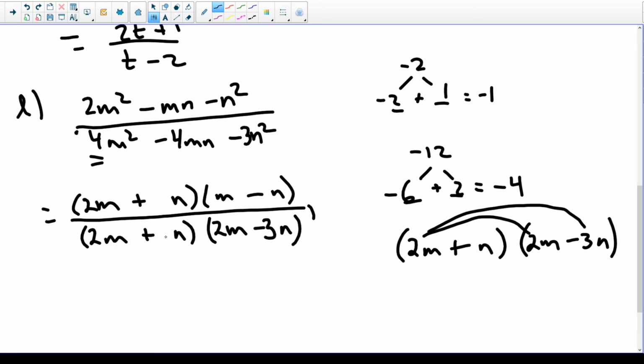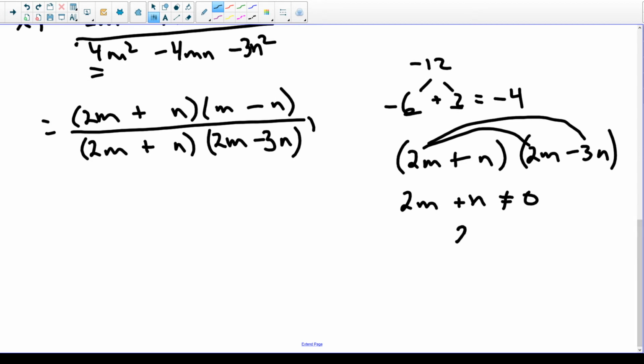So what are my two restrictions? Well, this one's a little bit tougher because of the two letters. We've got 2m plus n can't be equal to 0. So that means that 2m can't be equal to negative n. There's a couple of ways that we can write this. If we're trying to find what m's restriction is, we would isolate to get m by itself, which would be negative n over 2.